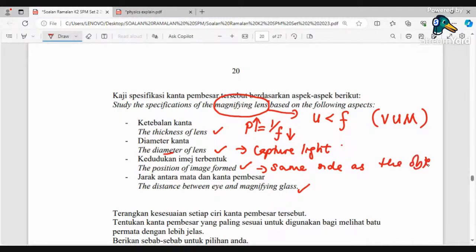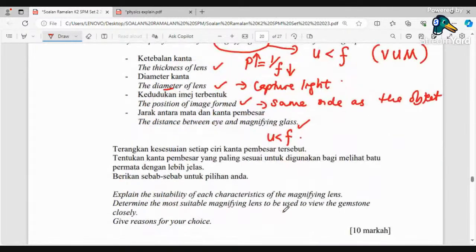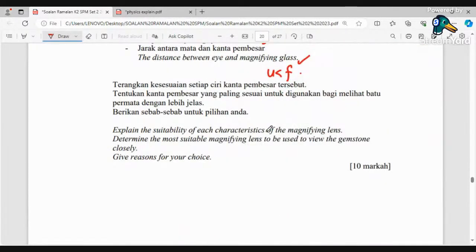Okay, masa you jawab soalan aspek tu, boleh buat brainstorming sikit. Ingat balik apa konsep related, just jot down. Sebab nanti you nak tulis jawapan penuh tu lebih senang. Distance between eye and magnifying glass. Ini you lesson F lagi. Okay, so we have about rough idea what are the characteristic that required. Okay. Explain suitability, characteristic of magnifying lens to view the gemstone closely.